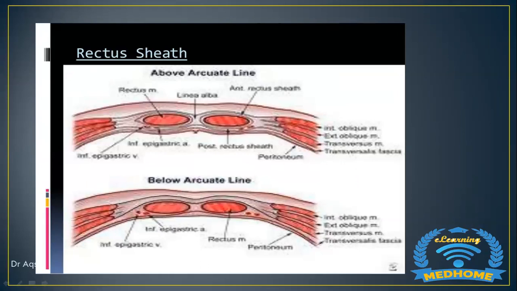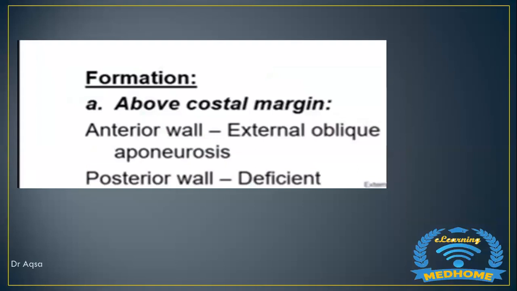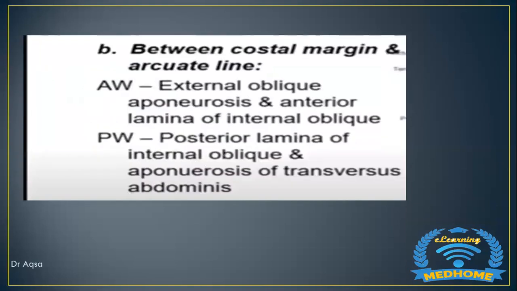Ma'am, above the costal margin, the anterior wall is the aponeurosis of the external oblique muscle, while the posterior wall is deficient. Okay, and then between the costal margin and the arcuate line, we have both the anterior wall and the posterior wall. The anterior wall is the aponeurosis of the external oblique and the internal oblique, and the posterior wall is the aponeurosis of the transverse abdominis and the posterior lamina of the internal oblique. So you can remember the posterior wall like this for ease. Yes. Okay.